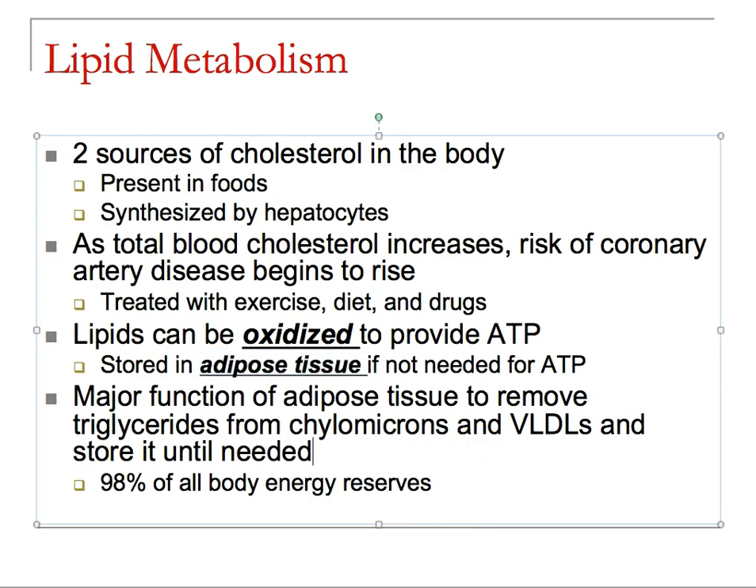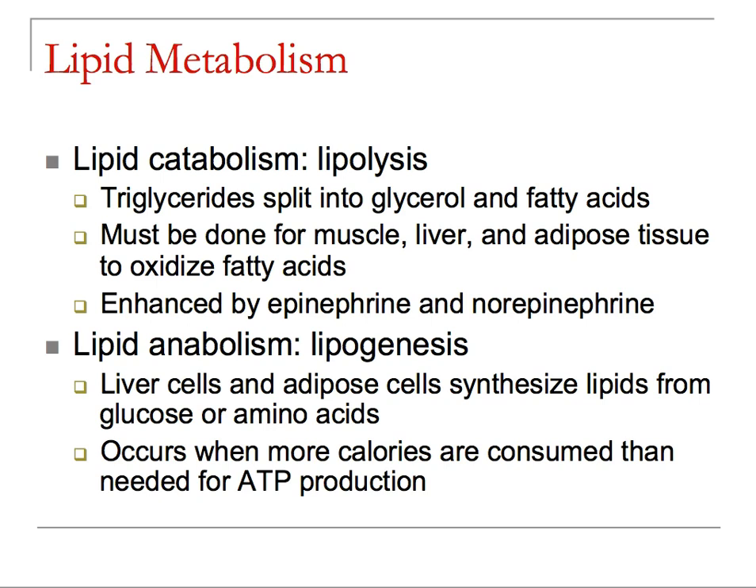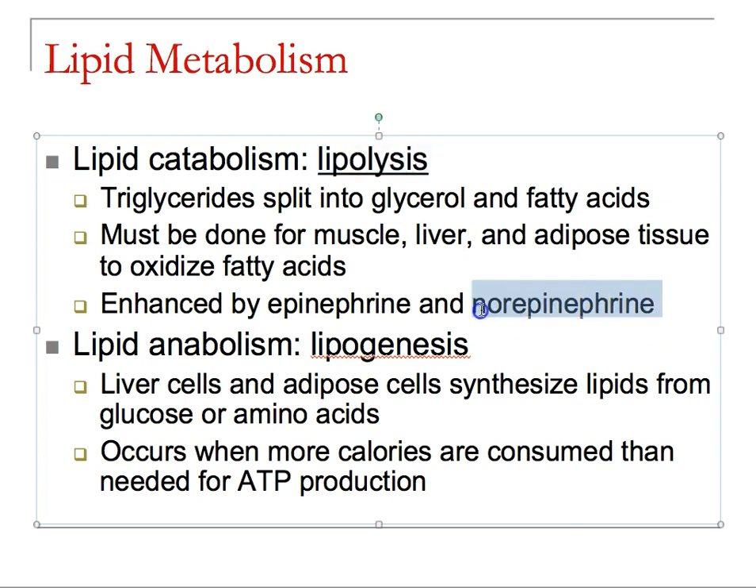Cool. So how do we do this? Well, we're going to catabolize them. We're going to call it lipolysis. Okay? Where a triglyceride is split into glycerol and fatty acids. So remember what a triglyceride is. Glycerol backbone, fatty acids attached to it. And it has to be done for liver, muscle, and adipose tissue. Okay? And it's enhanced by epinephrine and norepinephrine.